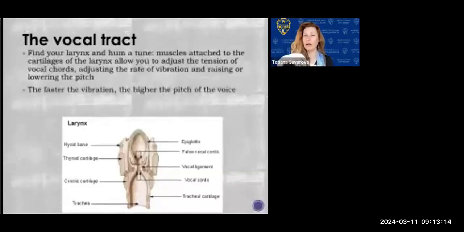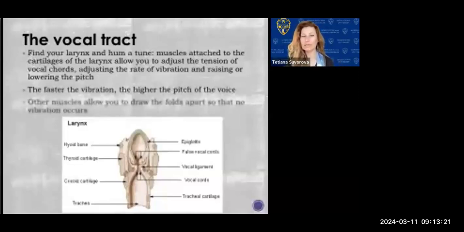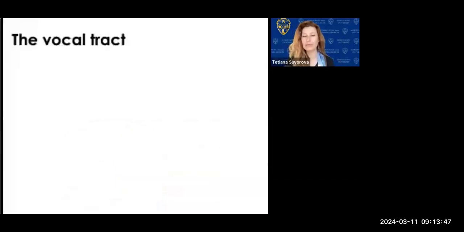Women have a faster vibration than men, and that's why we have different voices. Other muscles allow you to draw the folds apart so that no vibration occurs. For example, the sound in English denoted by the letter H, you can feel no vibration because it's just an easy flow of air without any vibration.